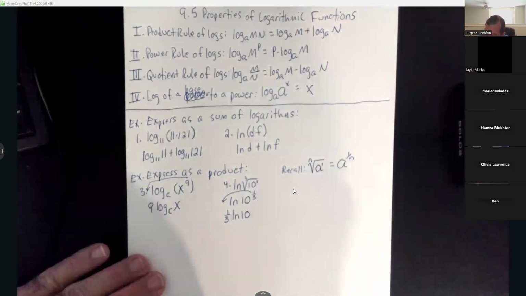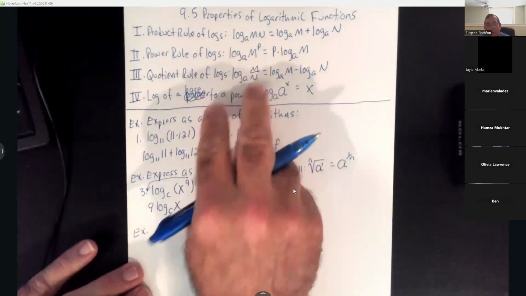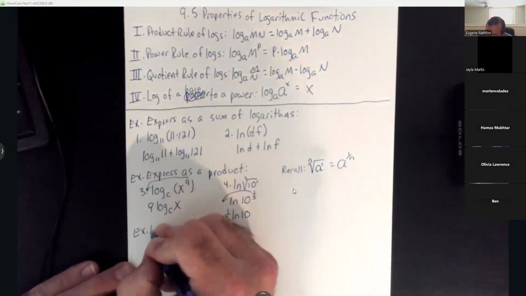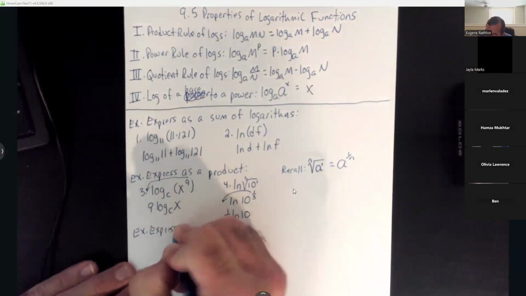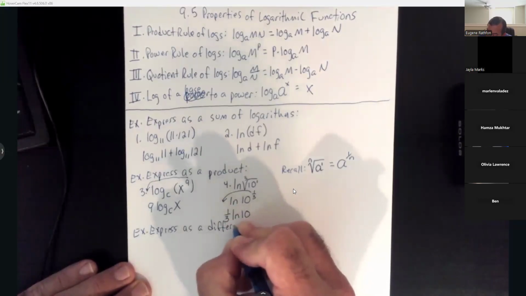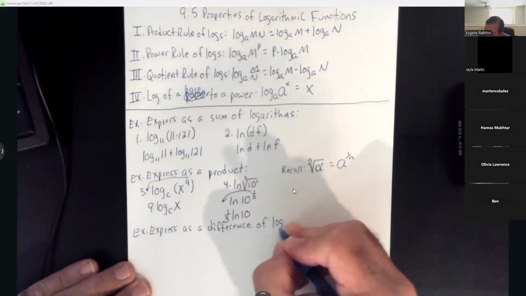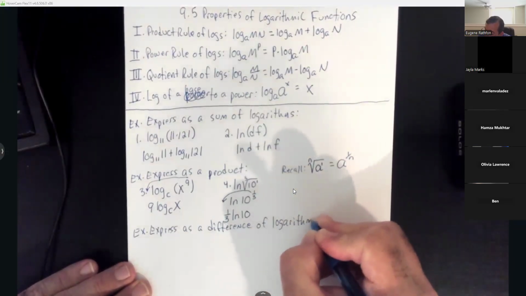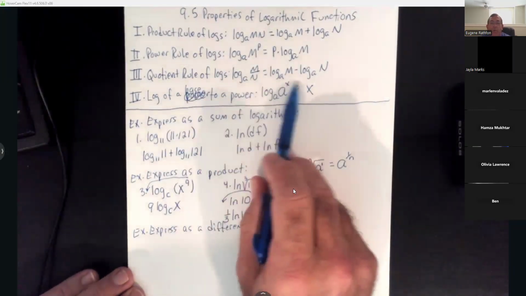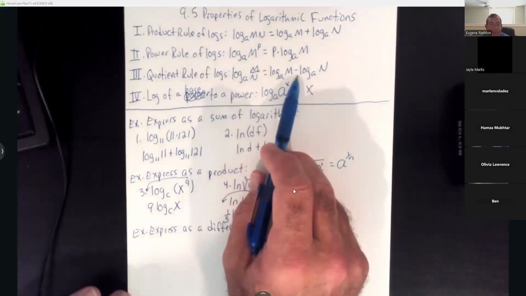Hey y'all, so these aren't bad. It's just playing with them and using the right rule to do what they want. So these ones will say express as a difference of logarithms. So a difference, they're looking at this quotient rule. They're going to give me a quotient and I'll rewrite it as a difference.